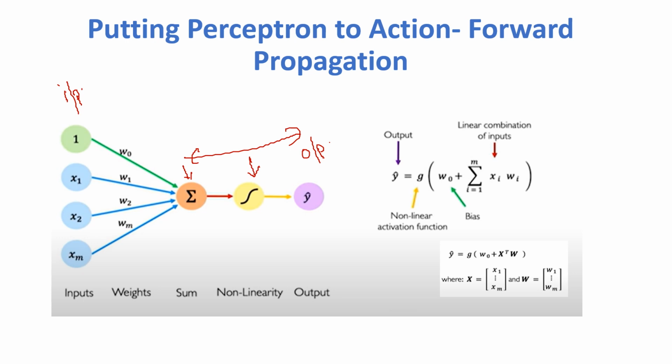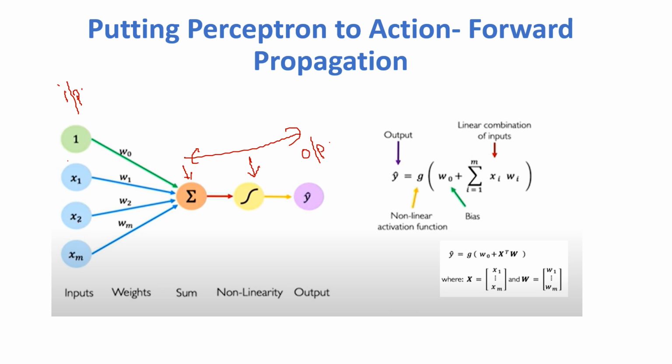We'll start from the input. You see a 1 here. This 1 is not part of the input, it is a bias. I'll come to that shortly. We'll just finish the inputs first. These are the inputs, x1, x2, up to xm. They're not the data, but they are the features representing the data.